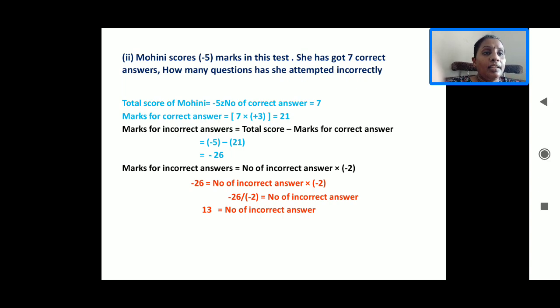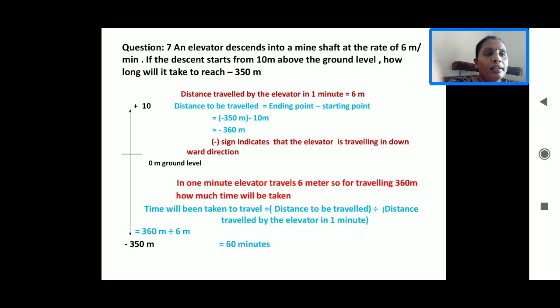Mohini has attempted 13 questions incorrectly. Question number 7. An elevator descends into a mine shaft at the rate of 6 meters per minute. If the descent starts from 10 meters above the ground level, how long will it take to reach minus 350 meters? Now there will be a question in your mind: how can the distance be minus 350 meters?